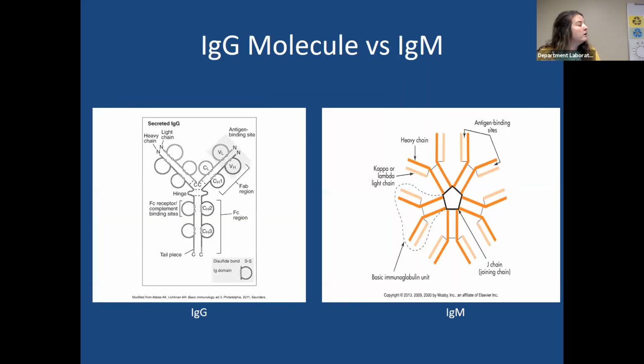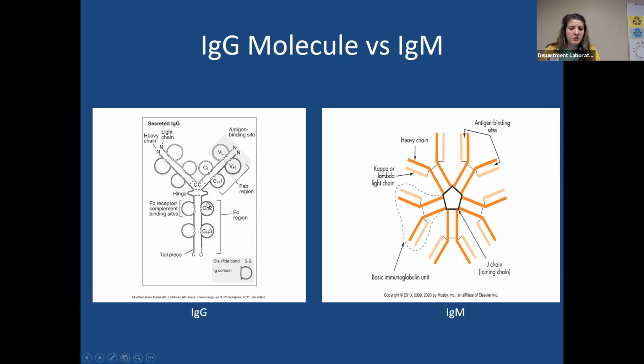Right, so here's an example of the IgG and IgM right next to each other. Again, notice that your IgM contains that J chain. So here's your J chain in the middle, and then you have your immunoglobulin, your heavy and light chain, combined by that J chain. And notice the 10 antigen binding sites on that IgM.